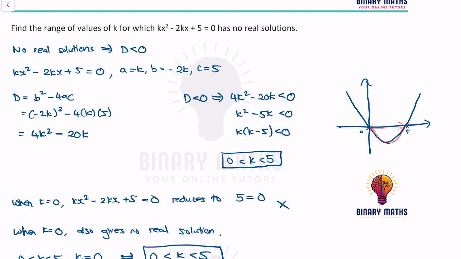Okay, so it wouldn't be that one. Okay, so always look at the case where x squared becomes 0 and see if something happens there and it gives you a solution.